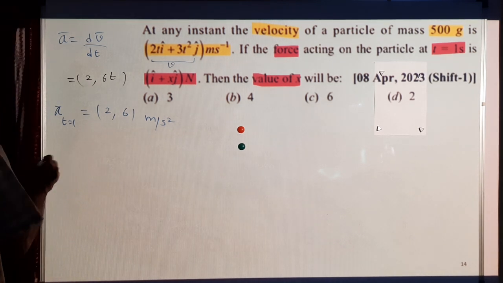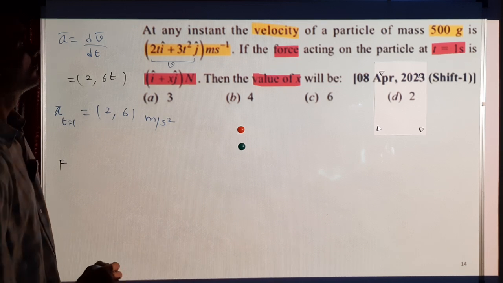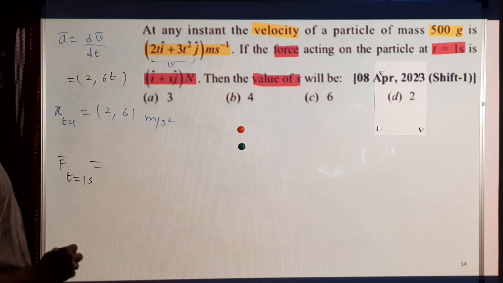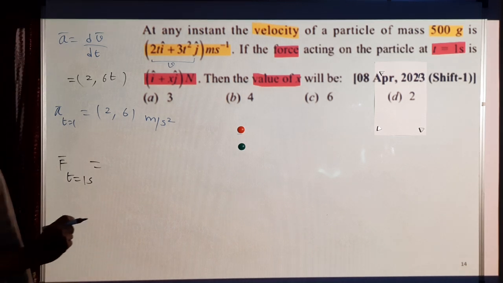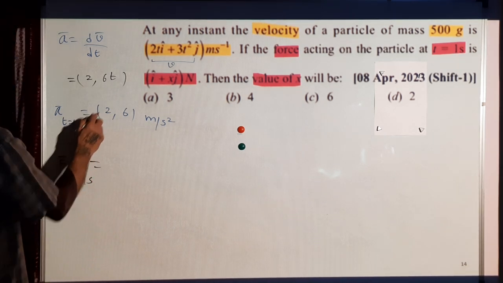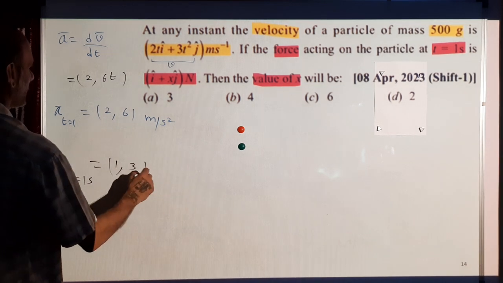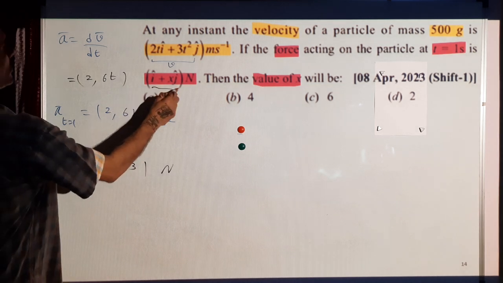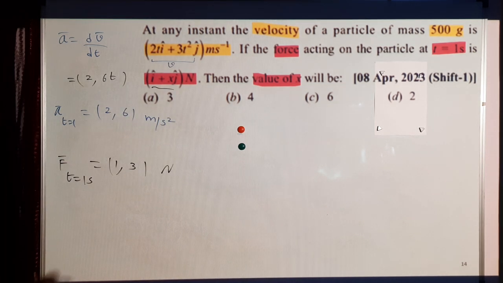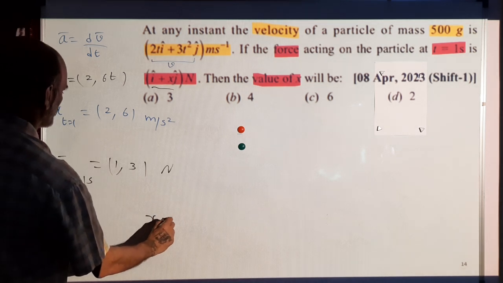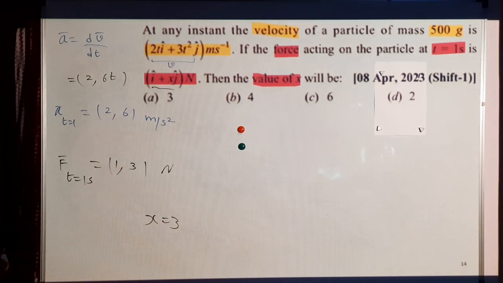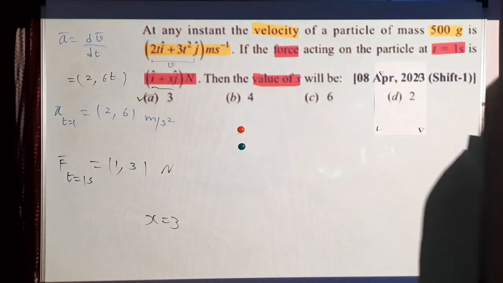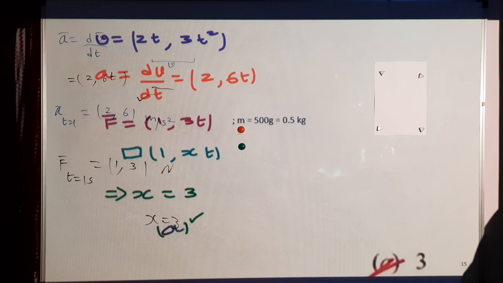Force is this into mass. Force at t equal to 1 second. Mass is 500 grams, SI units half kg. So this divided by 2, 1, 3 Newton in SI units. And this has to be compared with 1 plus x j cap. So x is 3. Comparing this with the given expression, option A is the correct answer.